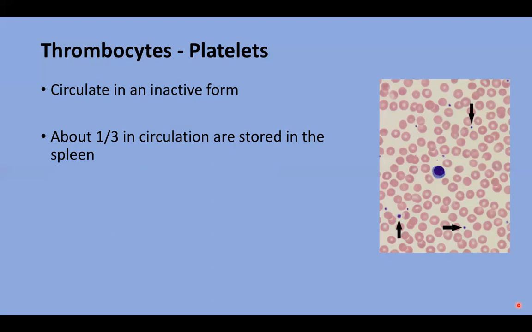So to prevent these thrombocytes from producing unwanted or very dangerous blood clots, they are going to circulate in an inactive form, which when there is damage to a vessel, they will be activated and they will form blood clots when it is proper to do so. About one third of the thrombocytes that we have in circulation at any point in time are going to be stored in the spleen and, of course, released when necessary.